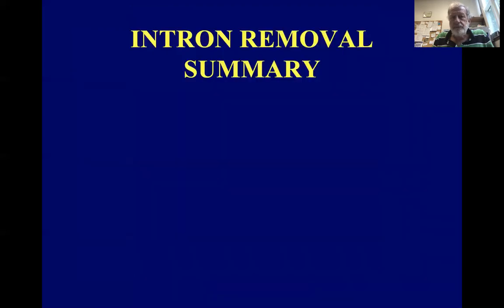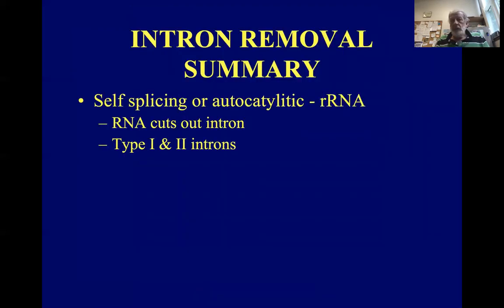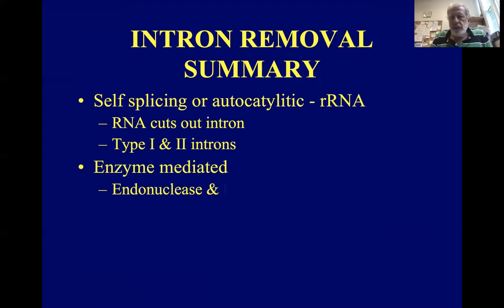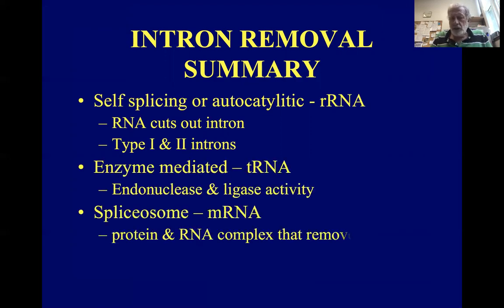So, summarizing intron removal then, self-splicing or autocatalytic is how ribosomal RNA gets rid of their introns, enzyme-mediated for transfer RNA, and then the spliceosome for messenger RNA molecules. And that's that for chapter 14.